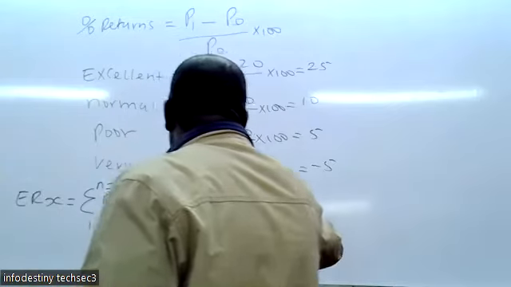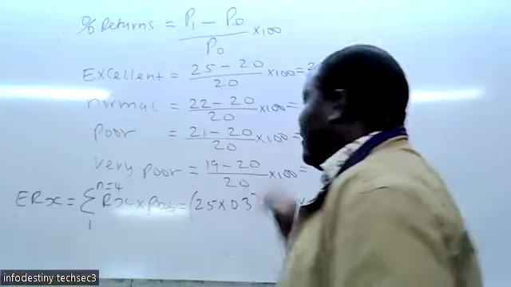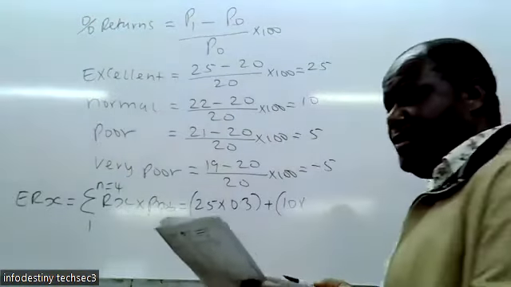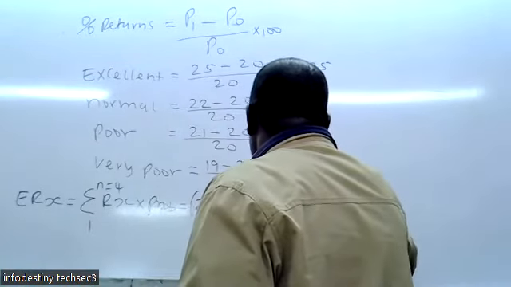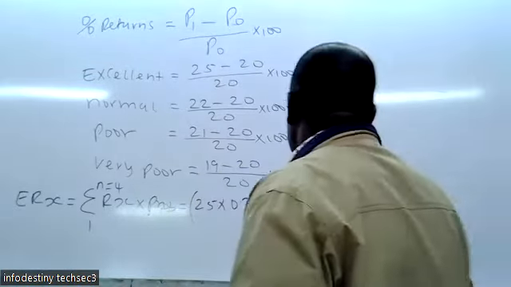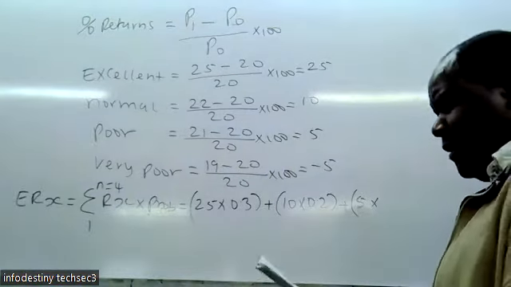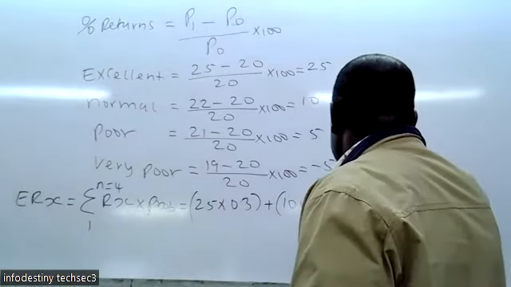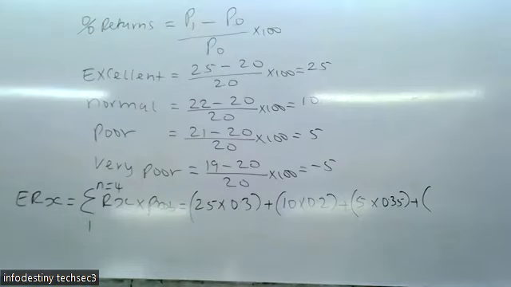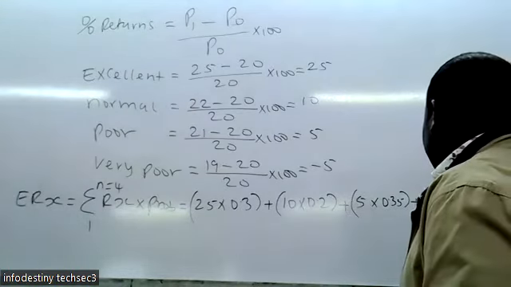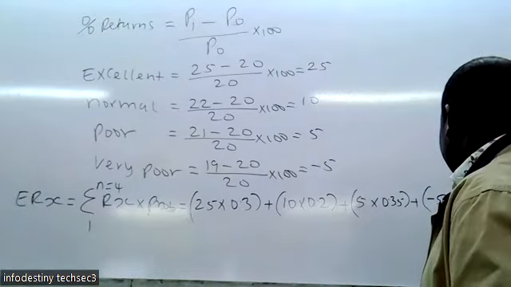Then you add the second return for that share, which is 10% that you have just calculated up there. The probability of it occurring is 0.2. Then there is also 5. The probability of it occurring is 0.35. And finally, the last one is negative 5. The probability of it occurring is 0.15.